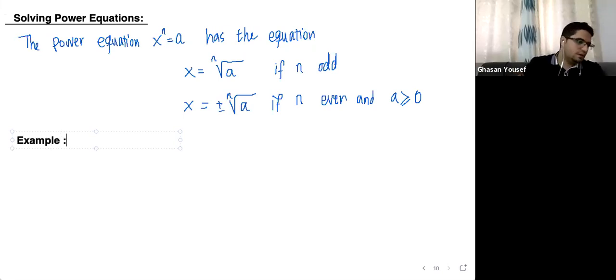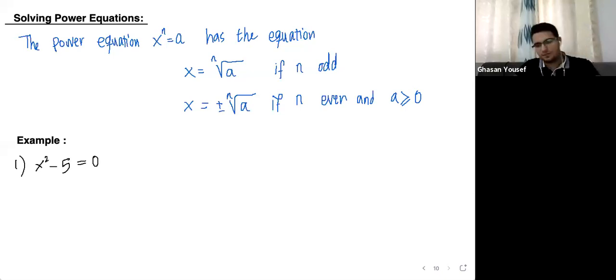Example, if I have x squared minus 5 equals 0. How can I solve this equation?